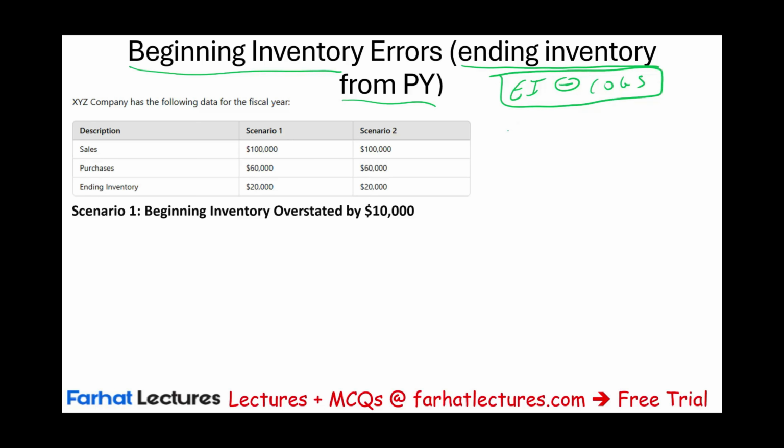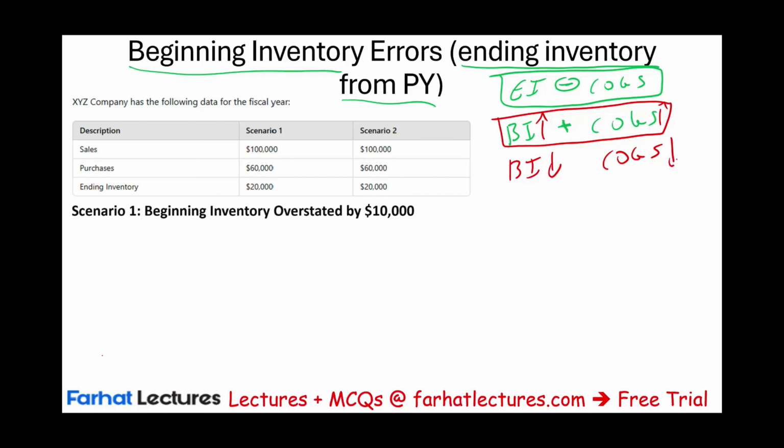Now we're talking about beginning inventory. I'm going to tell you right now, beginning inventory and cost of goods sold, they have a positive relationship. Don't worry, I'm going to explain this. It means if beginning inventory is overstated, cost of goods sold is overstated. If beginning inventory is understated, cost of goods sold is understated. We're going to illustrate this, but I want to show you this.